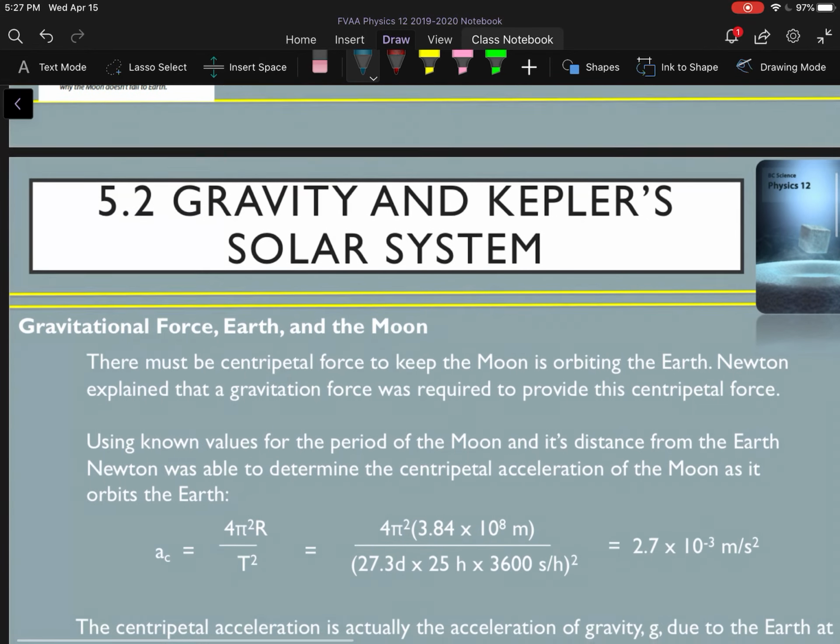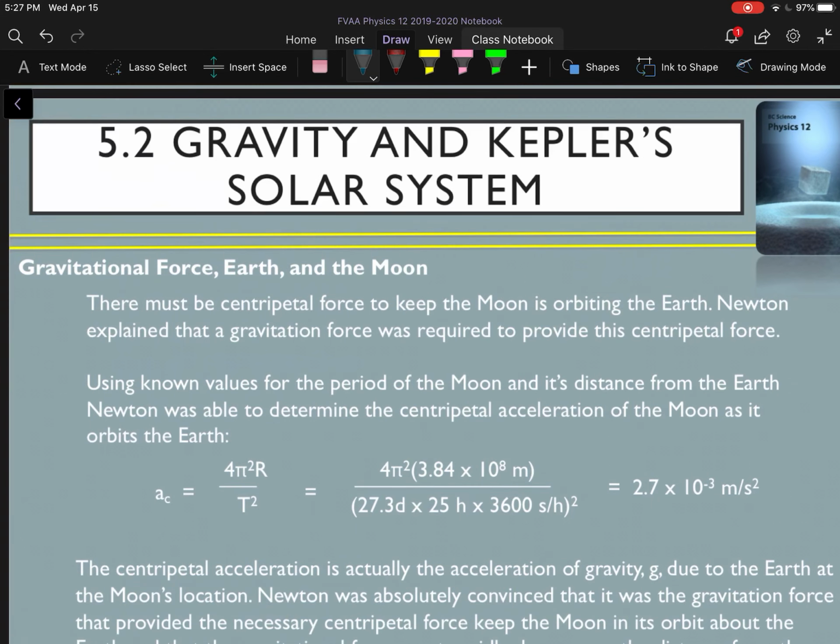So that's just to help us conceptualize what it means when an object is orbiting around the Earth, and what does that mean for gravity, and what does that mean for free fall and all these things. That's what's going on here.